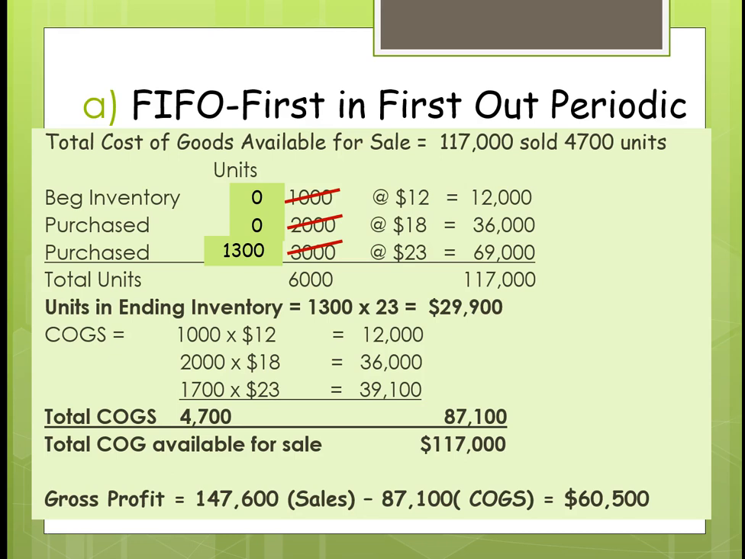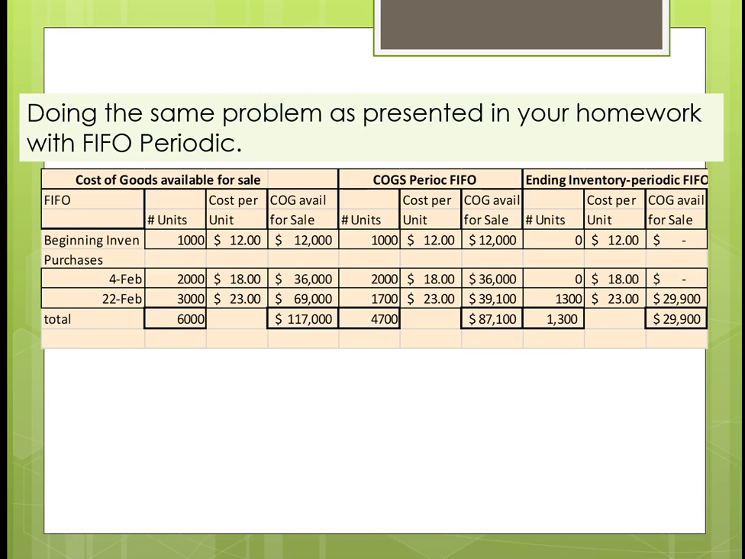Now, this is what this would look like when you do it in your homework. This is the format. So you see your beginning inventory, and if you notice, for ending inventory, all we have left is 1,300 units times 23, and cost of goods sold equals the 1,000 units, plus we sold the 2,000 units plus the 1,700. So that's what it looks like when you're doing your homework.